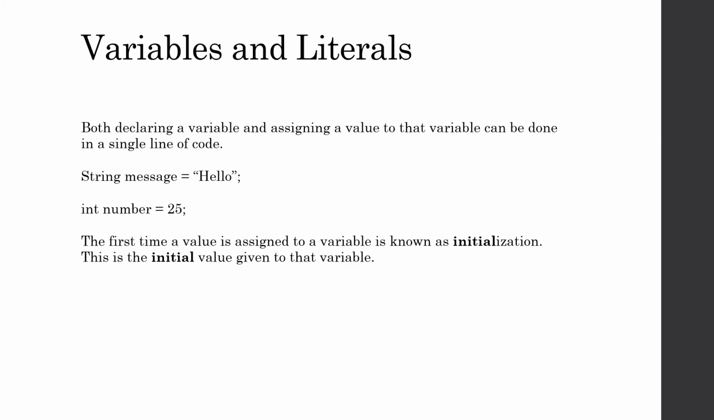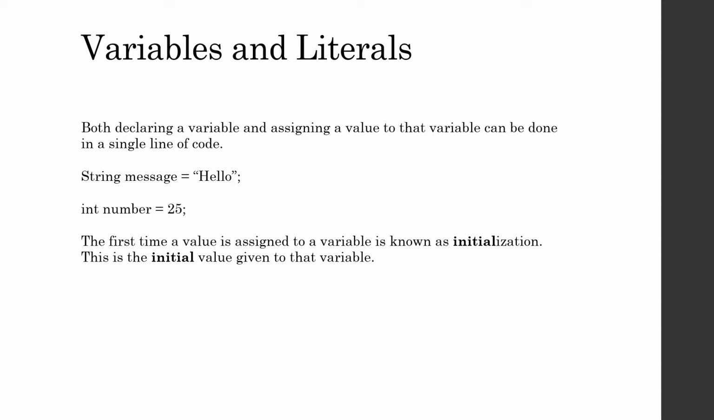Another thing to say about variables and literals, we can actually go ahead and declare a variable and assign a literal, so we assign a value to it, all in a single line of code. So if we wanted to, we could say String message, so that's the declaration, and then say equals the string literal hello, so that's the assignment. And we'll just do that all in one line of code. Additionally, we can do that with our int data type, so we can say int number, that's our declaration, and then we can say number equals 25, that's going to be our assignment.